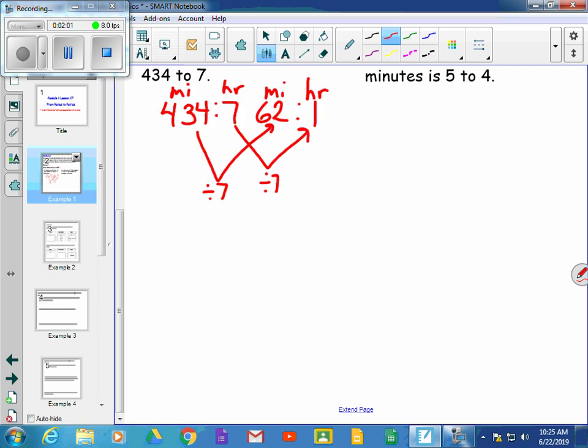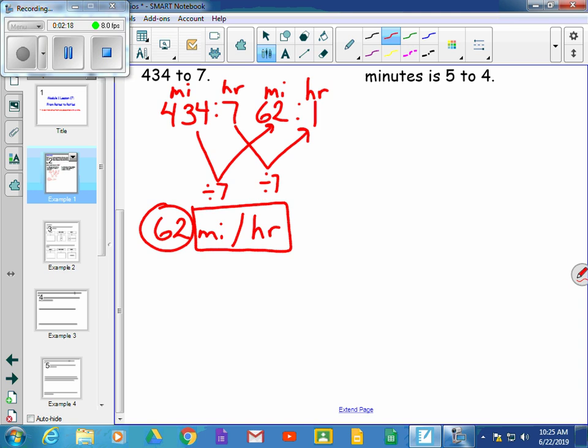One way that we could do it is we could say 62 miles per hour. Where 62, I'm going to circle that. 62 is the unit rate. That's the new number that tells us how many miles per 1 hour. And I'm going to put a box around the rate unit, miles per hour, what we're measuring in. All this together is a rate.